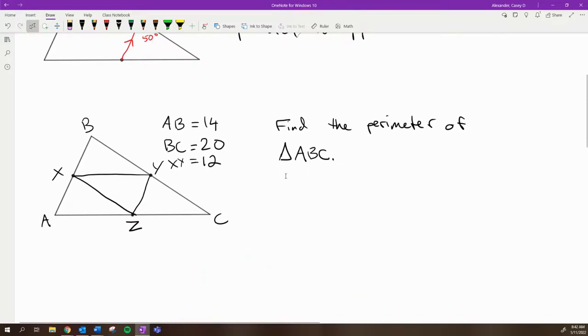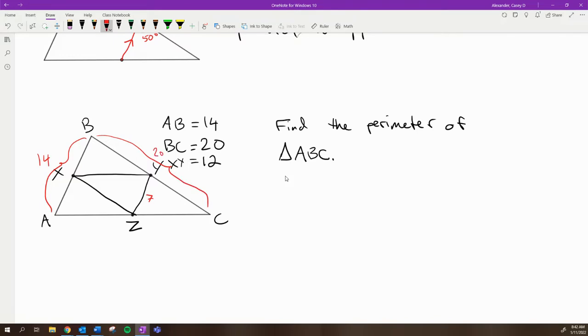Take a moment and you can copy this down. I just used the same diagram, but I said find the perimeter of triangle ABC. And one thing that's given is that the length of segment AB is 14 units. So if AB is 14 units, okay, that's useful. That actually tells us that YZ is 7 units. And I'm not sure if that's going to help us solve this problem, but it might. It also says that BC is 20 units. Okay, so that's this entire length here. That's 20 units.